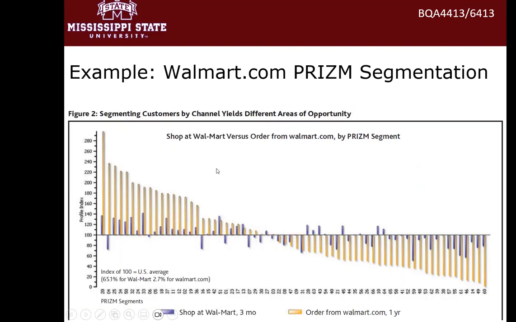And then there's exactly the same thing for Walmart. We just have the numbers of the Prism segments here, but we can see that we have one segment here that shops at Walmart and orders from Walmart.com. So this particular segment here has nearly 3 times the average amount of buying at Walmart than the average US consumer. So again, if I'm Walmart, there's different ways I can do this.